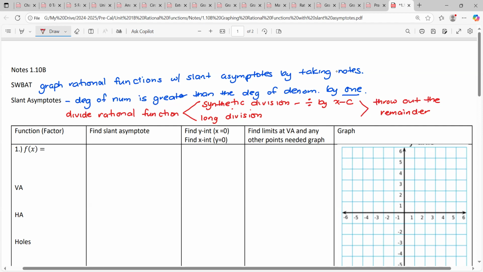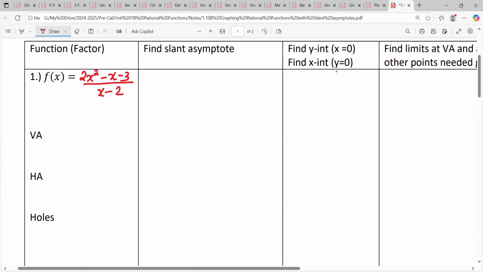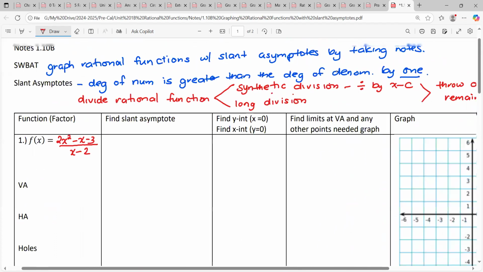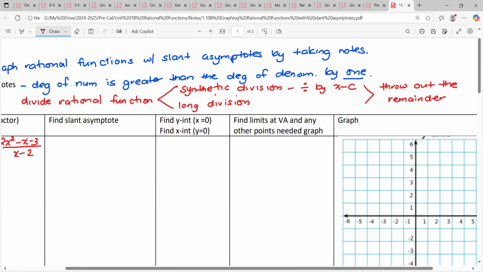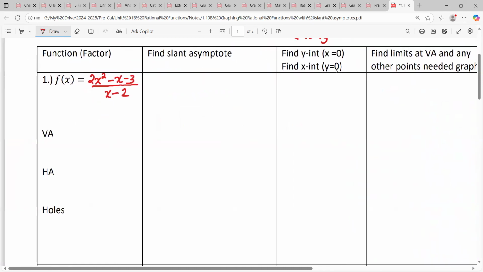All right. Everybody ready? What do we have here? 2x squared minus x minus 3 over x minus 2. Did we all get the top part? Can I go on? Everybody done? Yeah? Okay, so here we go. Let me blow up for you.